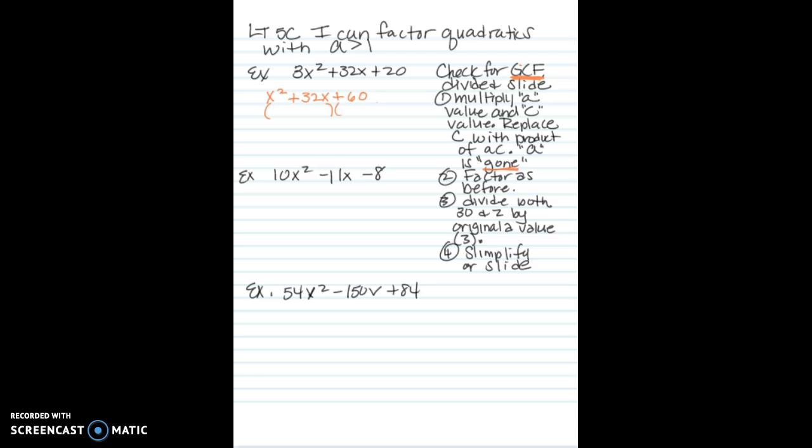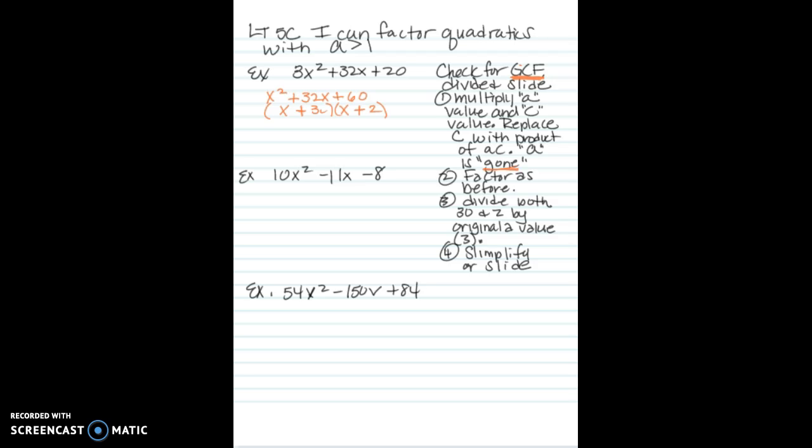So I set up my two sets of parentheses. I know I have a positive, positive, so that'll be a positive, positive in my parentheses. I need my factors of 60 that add to 32, so that's going to be a 30 and a 2. I know my factors of x squared are x and x, and I look like I'm done, but because I multiplied at the beginning, I now have to divide.